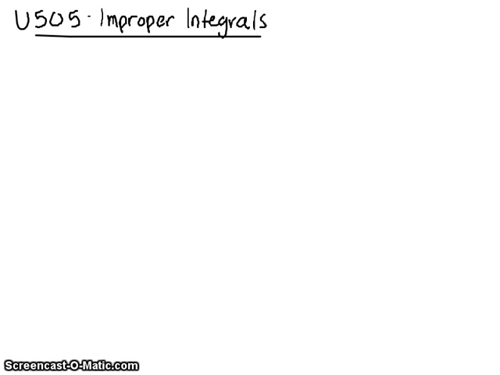In this video, we're going to talk about Unit 5, Objective 5, which is improper integrals. What an improper integral is, as far as AP is going to be concerned, you're really only going to see it one way, and that's the integral from some constant a to infinity of some function f of x dx. So generally, this is going to be some function that is going to be decreasing.